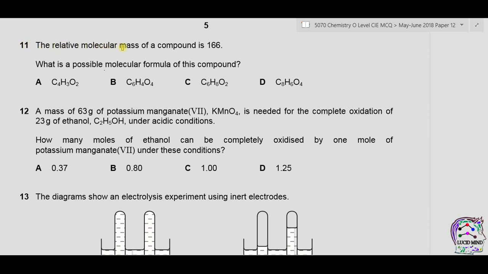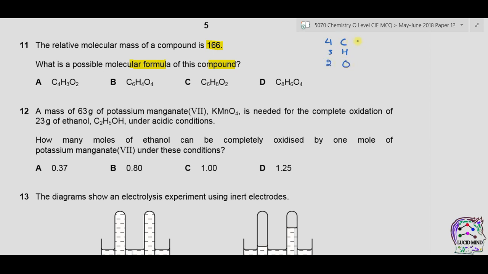Question 11. The relative molecular mass of a compound is 166. What is the possible molecular formula of this compound? Let's find out the molecular masses of all these given compounds. In A, we have C4H3O2, so we have 4 carbon atoms, 3 hydrogen atoms, 2 oxygen atoms.